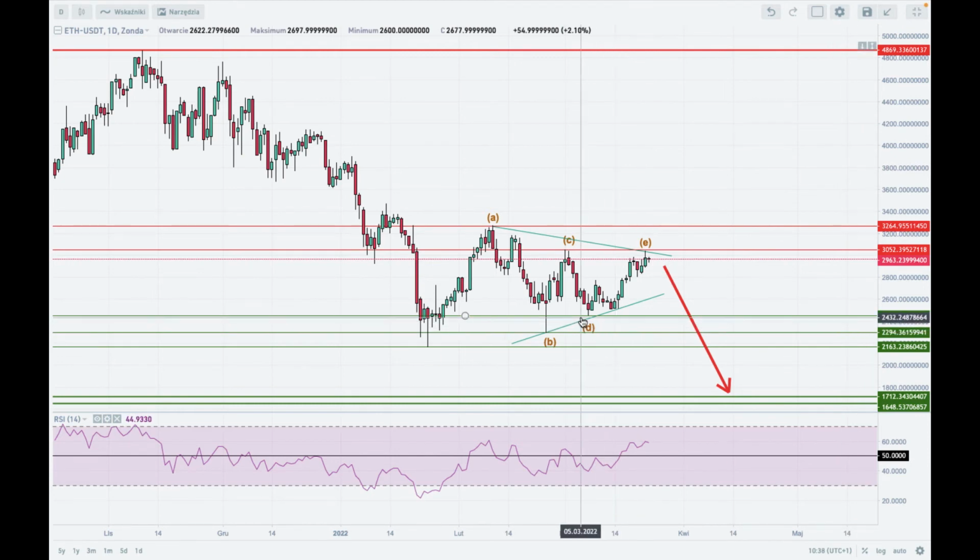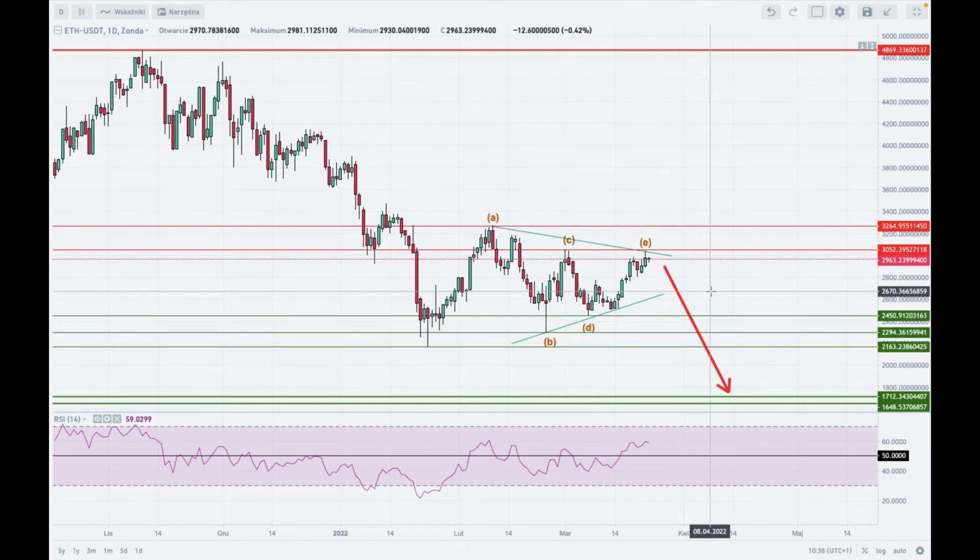2,450, the lows of the wave D, 2,294, the lows of the wave B, and the key technical support for now, 2,163, the lows from the end of January 2022.